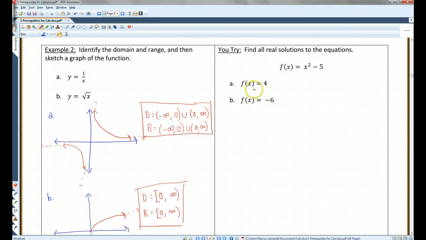Alright, I'm actually going to do this one with you guys because it's a little bit different than the one over here. f of x equals x squared minus 5. For part A, we're told that f of x also equals 4. So if this is f of x, and this also equals f of x, we can set them equal to each other. And then just solve for x. So I'm going to add 5 to both sides. This goes away. x squared equals 9. I'm going to take the square root. x equals positive and negative 3.